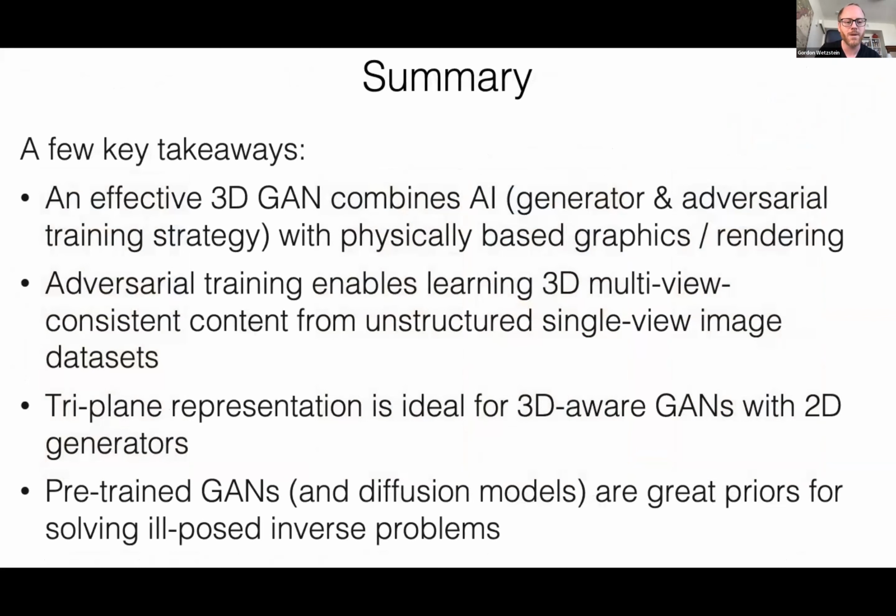A few key takeaway messages: I concur with what Andrea said earlier. We want to do the best of AI and 3D, so 3D structure. So we want to combine physics and learning in a meaningful way. That's really the key. Adversarial training is great. It allows us to learn 3D multiview consistent data from unstructured single view datasets. So ideally, we don't need to work with multi-view data that's limited or synthetic data. Triplane representations are great. They're just so simple and fast that they're very versatile.